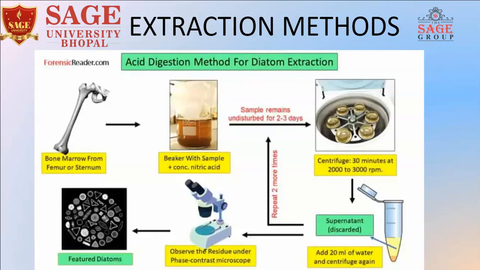The suspension is then subjected to centrifugation, 30 minutes at 2000 to 3000 rpm. The centrifugation is done 2 to 3 times. The supernatant is discarded and microscopic slide is prepared using the residue for diatom analysis and examination.